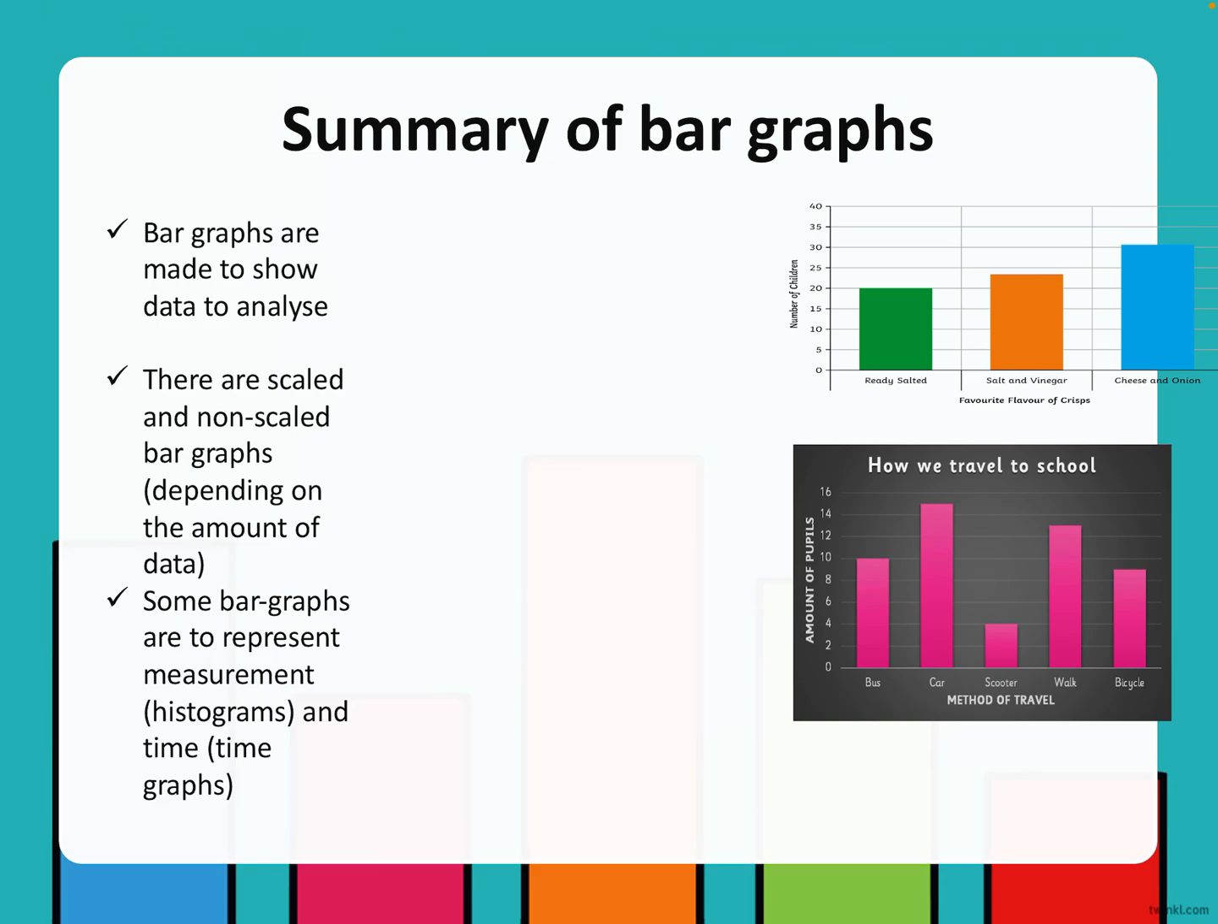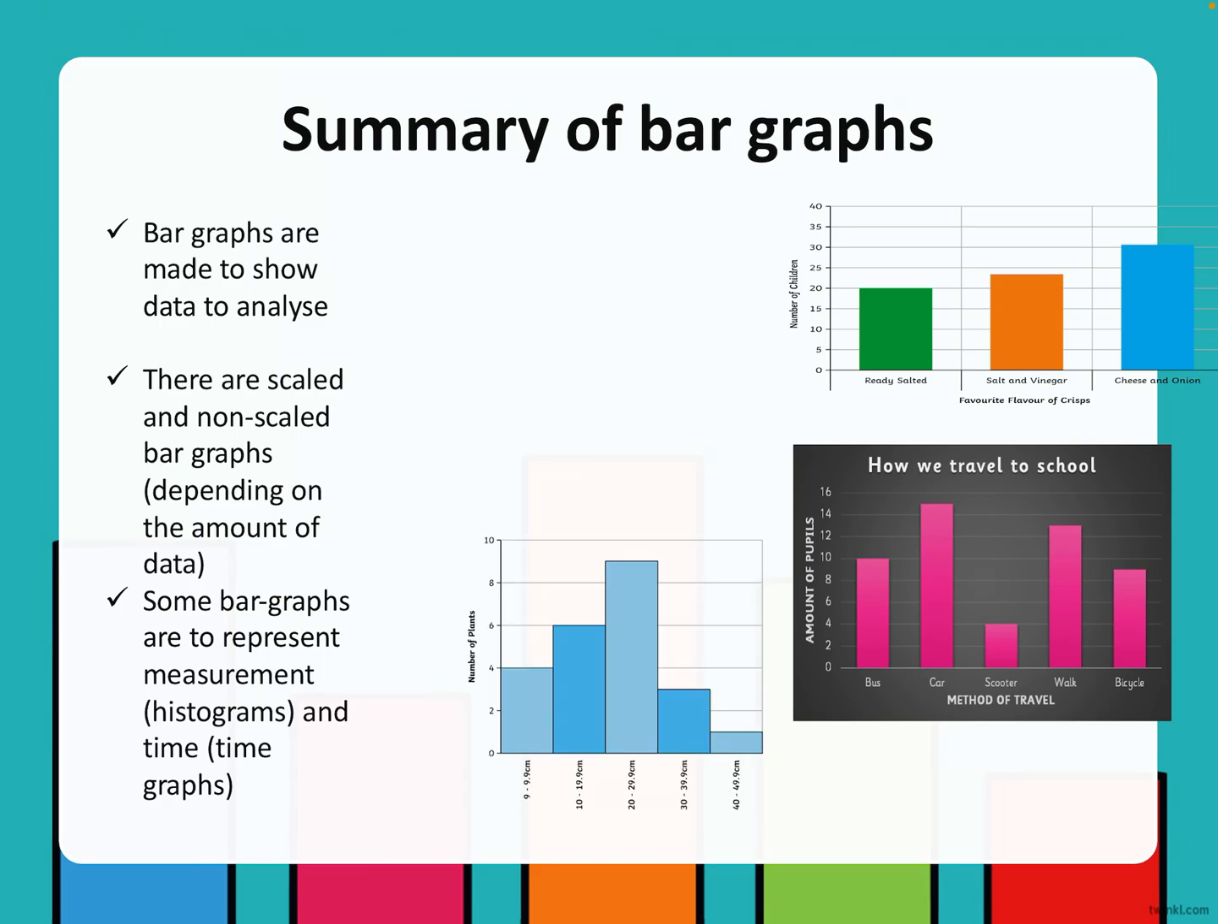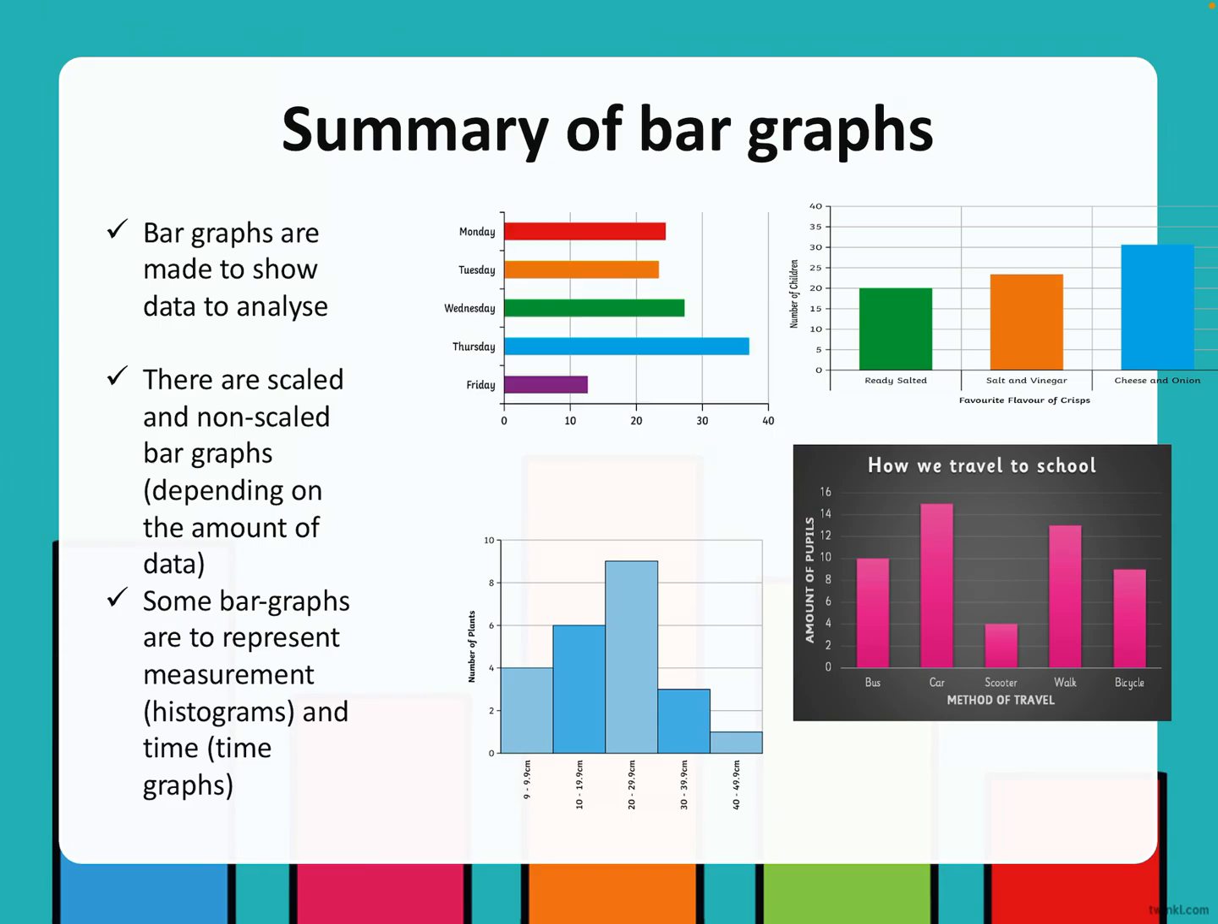Some bar graphs are to represent measurement, like this histogram that we went over. It was a measurement of the height of plants. And some are for time, and they're flipped on their side. So these are all bar graphs. They're just represented in a different way, and that's simply so that you can read them as easily as possible.